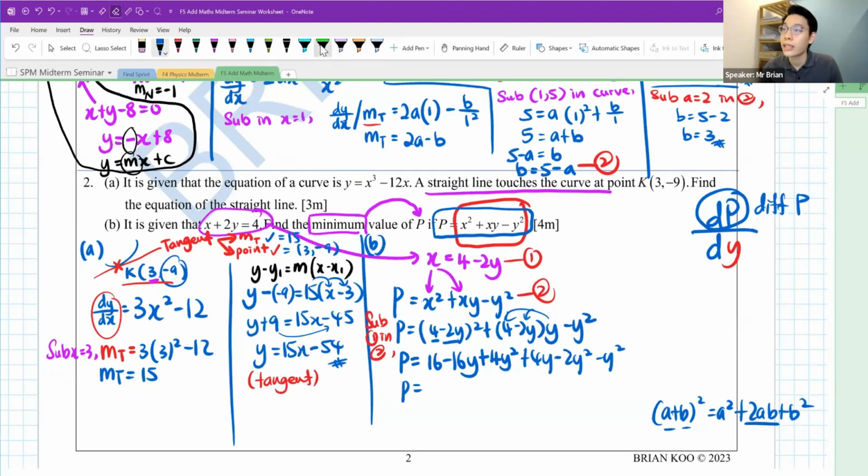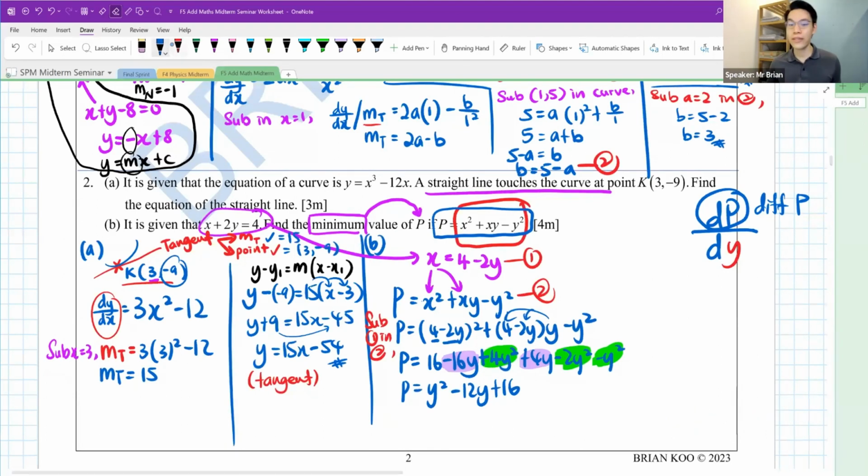Let's go and group all the squares together. I will get y squared. Let's group all the y together. Use a calculator if you're not so good with mental calculation. That's why you have your calculator. Your calculator is your best friend, so make use of it. Okay, I've now finally made my P look very nice.